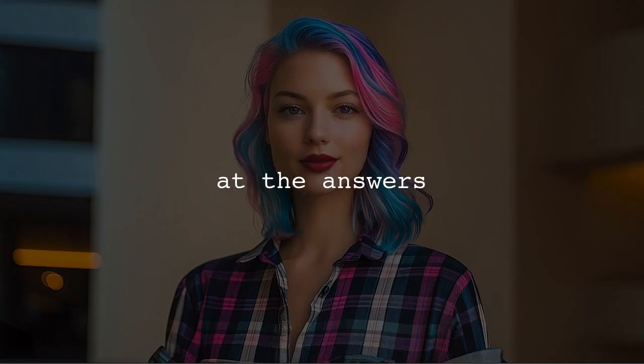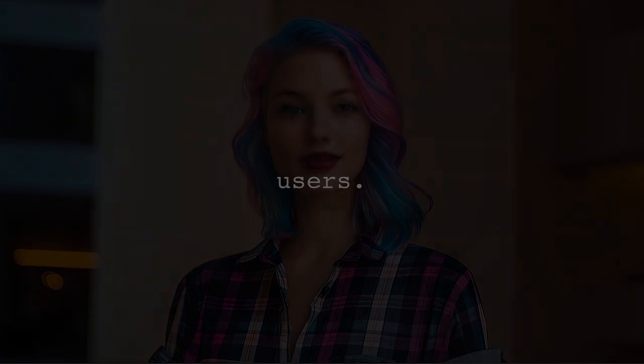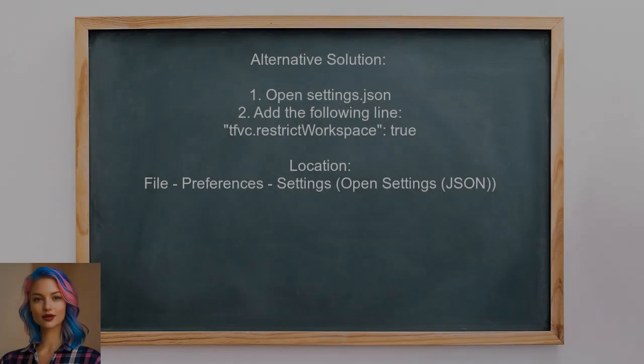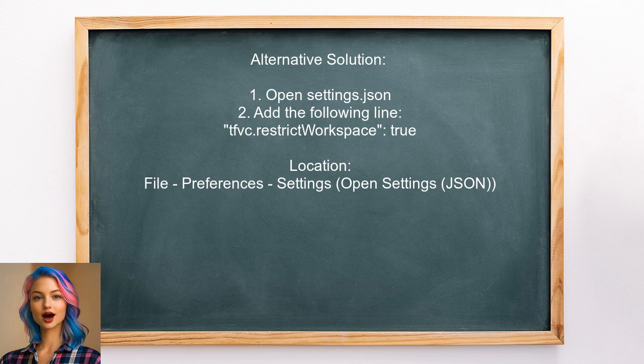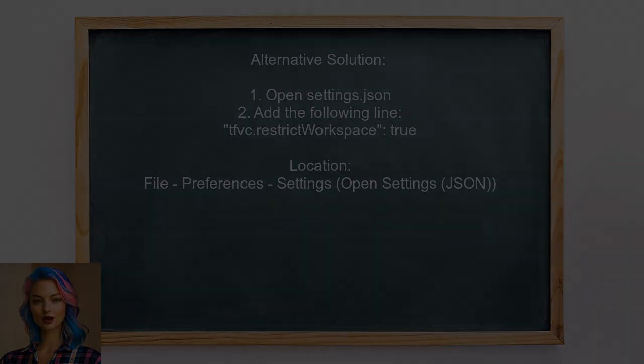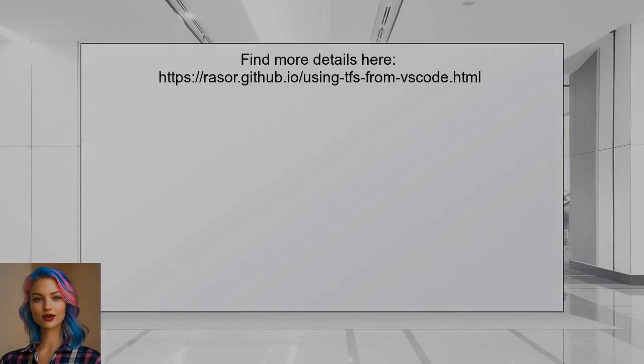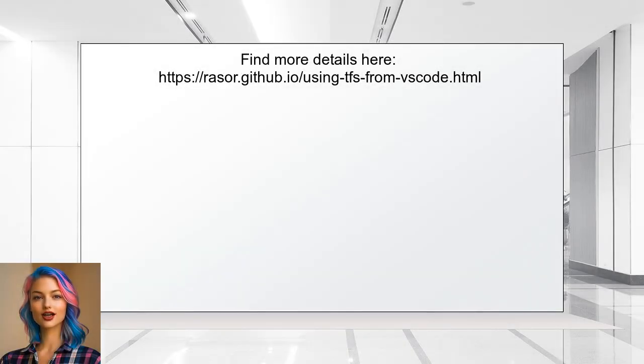Now let's look at the answers provided by other users. An alternative solution to exclude folders in TFS while using Visual Studio Code involves modifying the settings JSON file. You need to add a specific line to ensure that the .tignor file works correctly. This user found the solution on a helpful website which can guide you through the process of using TFS in Visual Studio Code effectively.